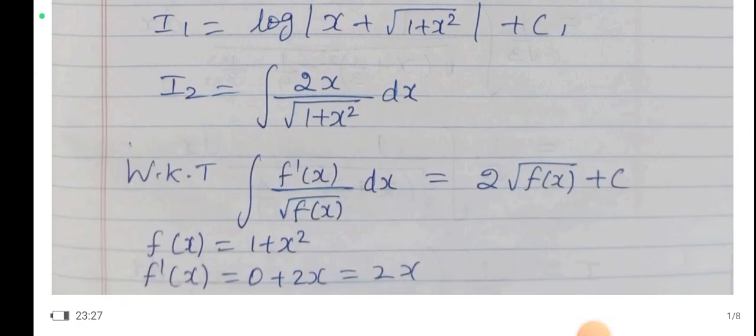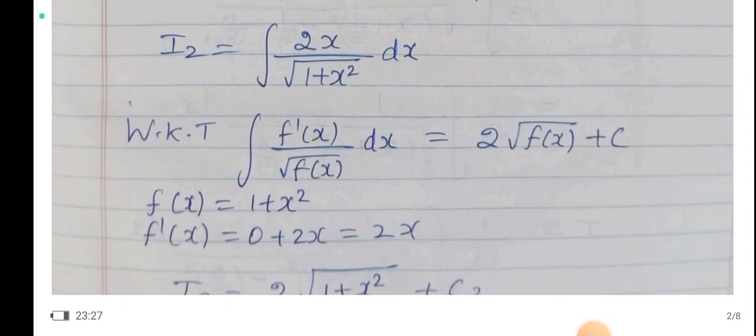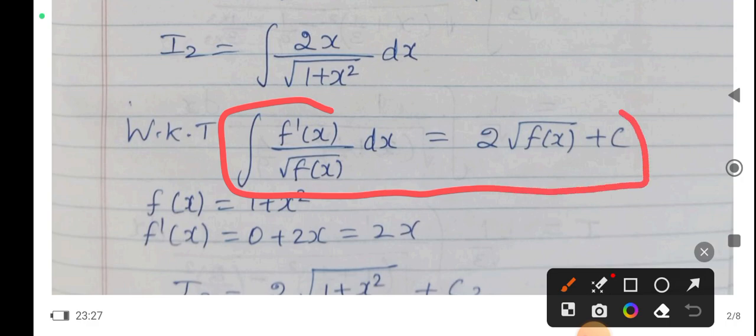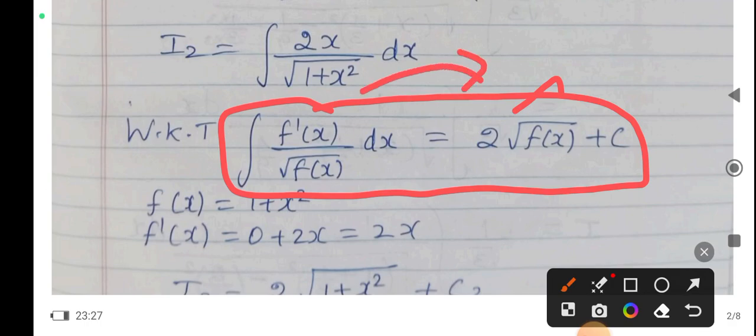Then second, I2, integral of 2x by root over 1 plus x square. We know integral of f dash of x by root over f of x dx is 2 root f of x plus c. Sir, I don't want to apply this, let me do it in the substitution method. Yes, you can consider 1 plus x square as t, then apply the substitution method and we can get it. But here I am considering f of x as 1 plus x square.